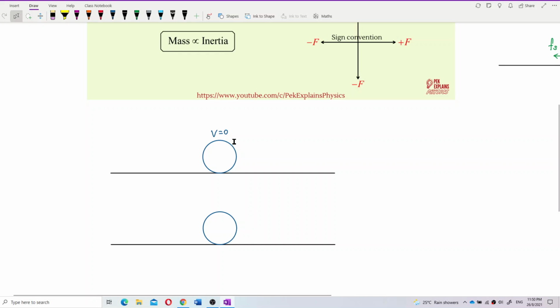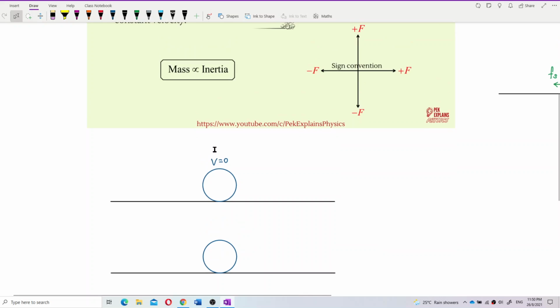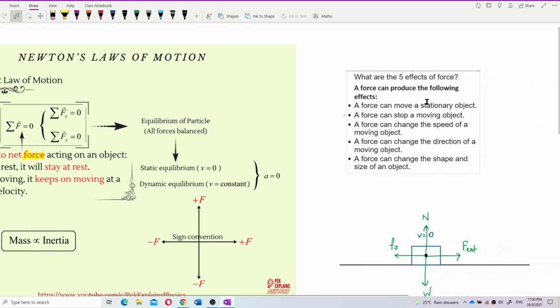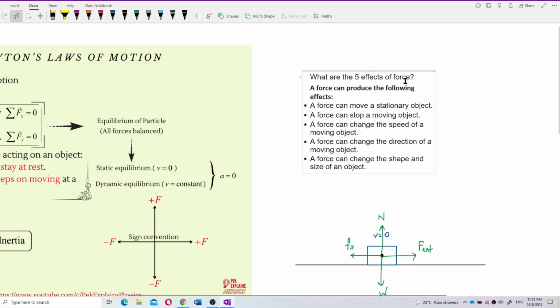But before we look into this one, we need to know what force actually does. What are the 5 effects of force? We should know about this also. What can a force do? A force can move a stationary object. Let's say an object is not moving, is stationary. A force can move it. A force can also stop a moving object. If an object is already moving, a force can stop it.